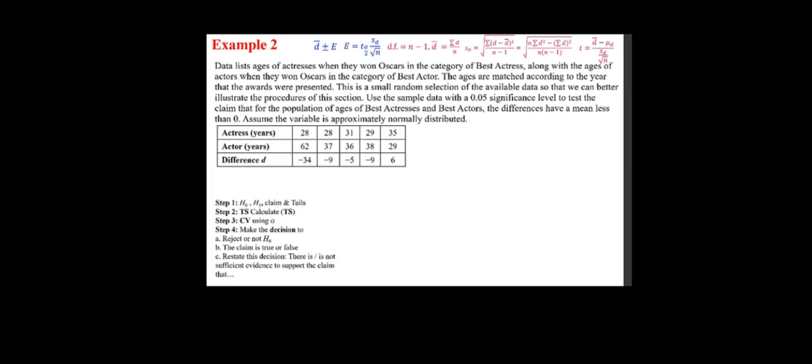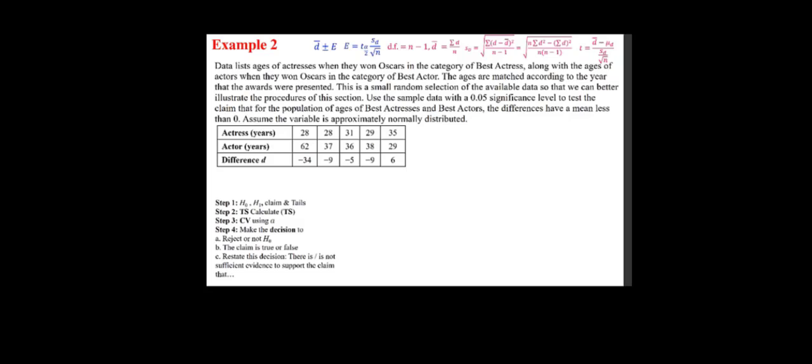The data lists ages of actresses when they won Oscars in the category of Best Actress, along with the ages of actors when they won Oscars in the category of Best Actor. The ages are matched according to the year that the awards were presented. This is a small, random selection of the available data so that we can better illustrate the procedures of this section. Use the sample data with a 0.05 significance level to test the claim that for the population of ages of Best Actresses and Best Actors, the differences have a mean less than 0. Assume the variable is approximately normally distributed.